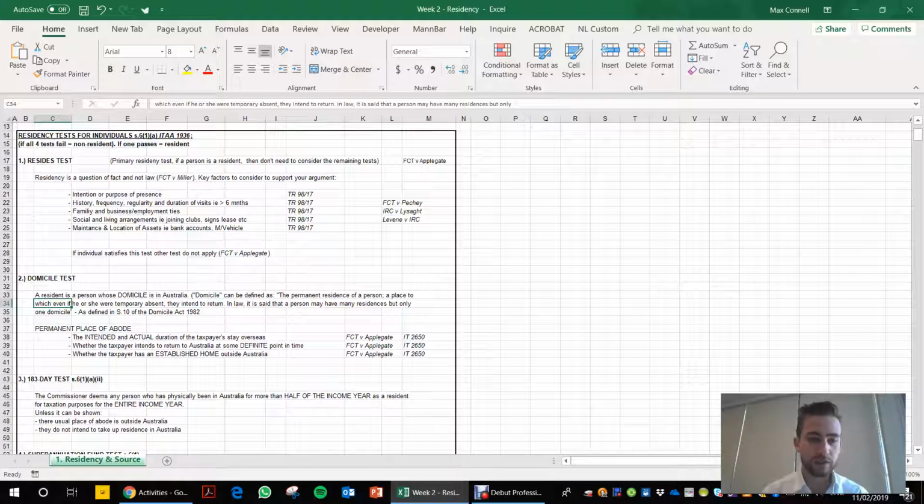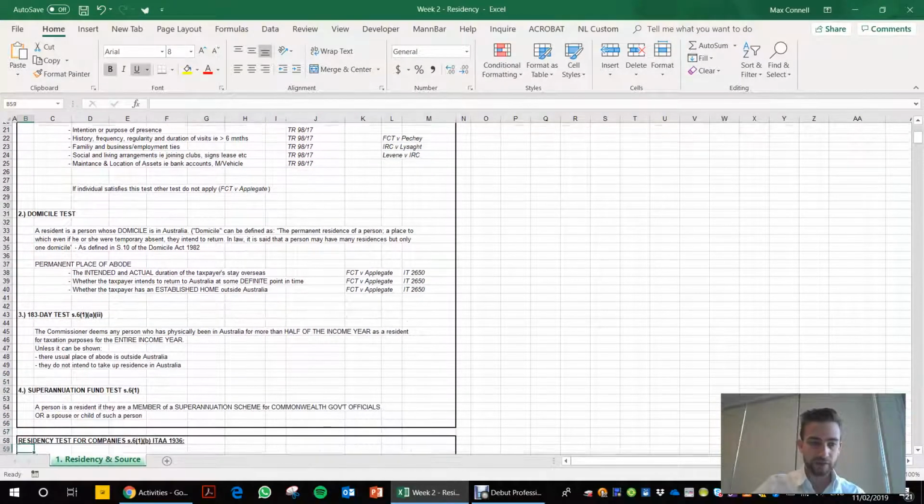their intention was. Whether the taxpayer intends to return to Australia at some definite point in time, there could be an expat planning to live there overseas, or an expat staying for a couple of years with intention to return, the latter being that they're probably a resident of Australia for a domicile test. Whether the taxpayer has an established home outside Australia. So if they have a property outside Australia, they're probably more likely to be a non-resident under this test.